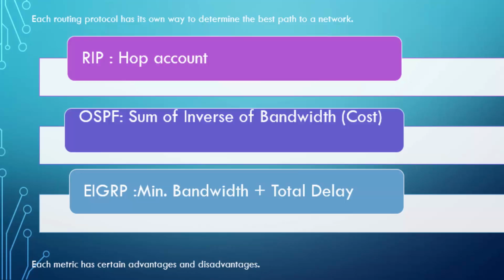RIP, as a distance vector protocol, needs to advertise the whole routing table at regular intervals. We're going to see that in the very near future. The drawback is that it makes it very inefficient and slow. When we are talking about OSPF, we're talking about some inverse of bandwidth, that is, cost. And when we are talking about EIGRP, we are talking about bandwidth and delay. Each metric has certain advantages or disadvantages.